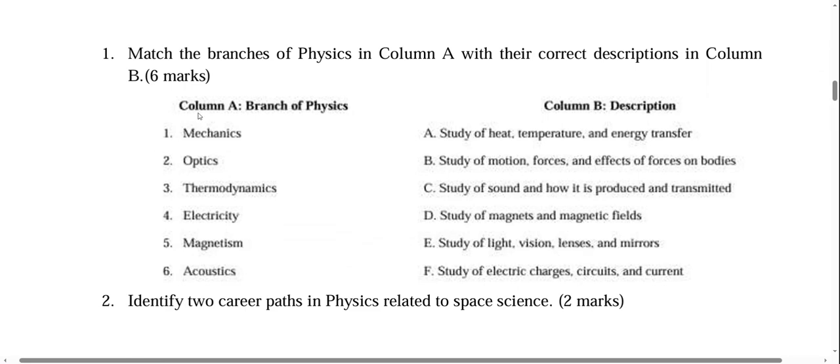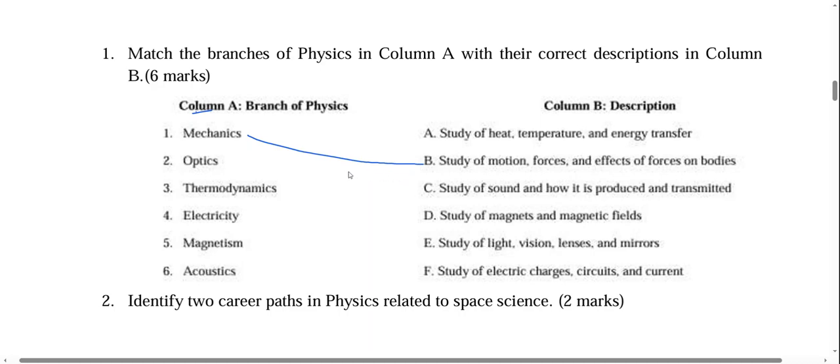Therefore, the column A, here it is, and we have got column B for the description. So for the first case, we have mechanics, and for the case of mechanics, this is the study of motion, of forces and effects of forces on body. Therefore, being on number 1, its match is right there on column B as B. Therefore, this is how we match it, match with B.